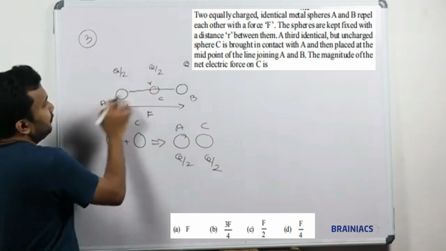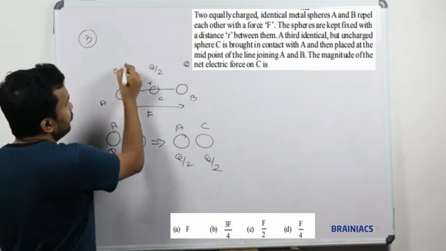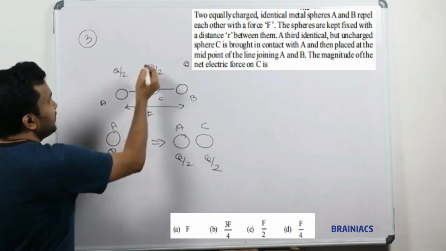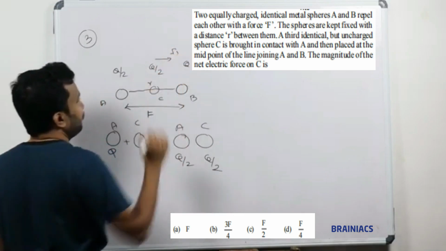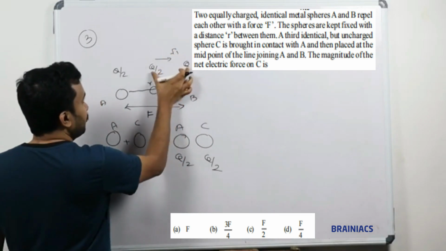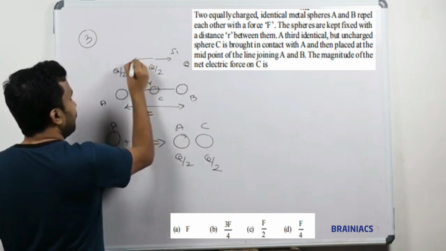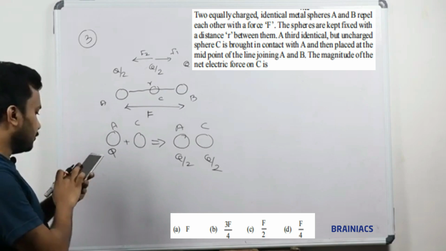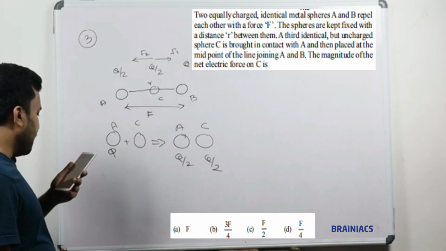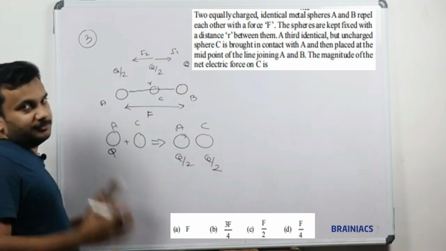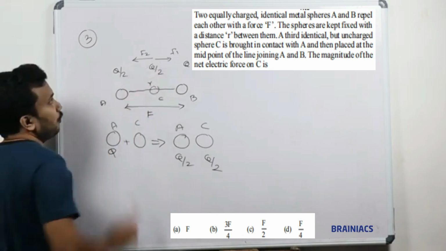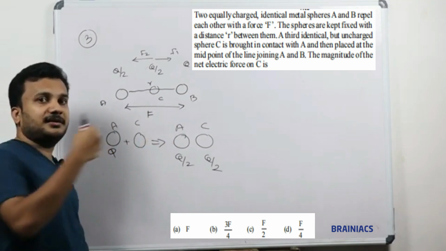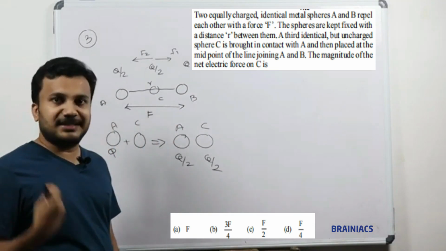Net force on C means the force due to this charge. Both are positive, so it's a repulsive force. This body will move like this, F1 force, and Q2 and Q both are positive, so they will not attract. This will move like this. So two forces will be there, F1 and F2. The question is asking about the magnitude of the net electric force on C, the total force. Both the forces are in opposite directions. So to find the net force, when two vectors are acting in opposite directions, what will we do? We will subtract.